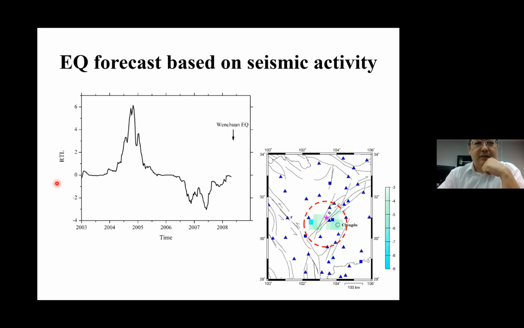This is a case for the Wenchuan earthquake in China. They compute seismic pattern in these areas. Wenchuan earthquake happened here. Before Wenchuan earthquake, this seismic activity in terms of RTL dramatically reduced, like this way. And Wenchuan earthquake happened. So before large earthquake, they have quiescence of the seismic activity like this.